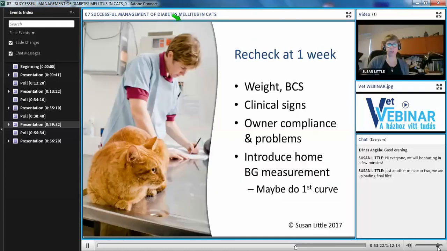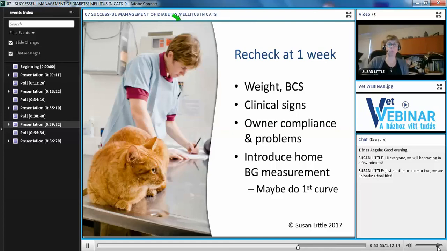So we'll recheck them at 1 week. Weight, body condition score, ask about clinical signs, ask if the owner is having any problems administering the insulin. And at this point, if the owner is coping well, we may introduce home blood glucose measurement and ask them to do the first home blood glucose curve at this point. Depends, for some owners, if they're really struggling to get comfortable with their pet's diabetes, then I might wait till later to teach them about home blood glucose curves.